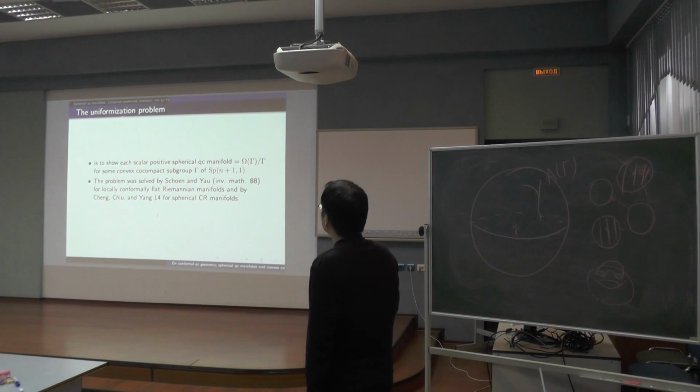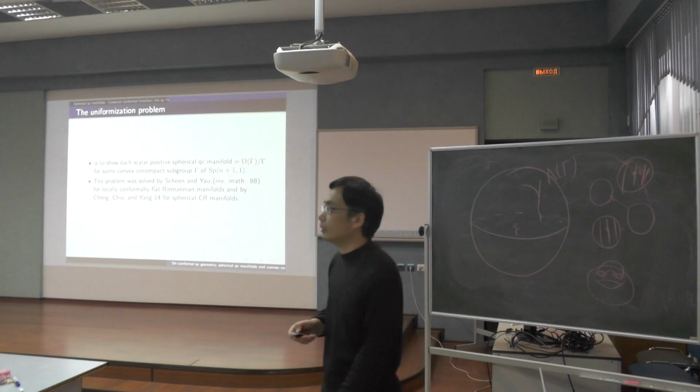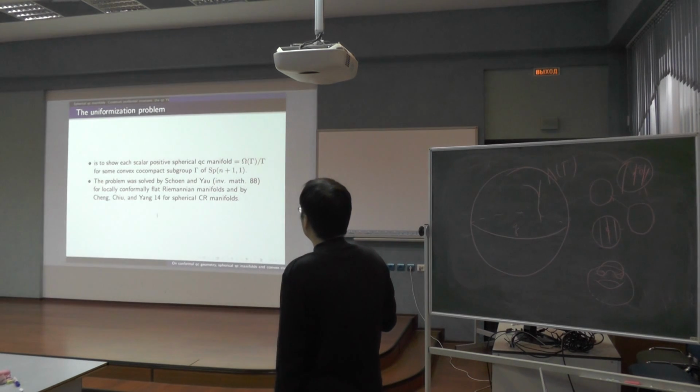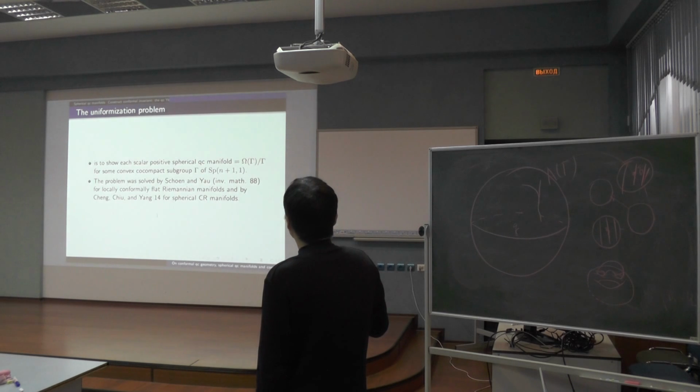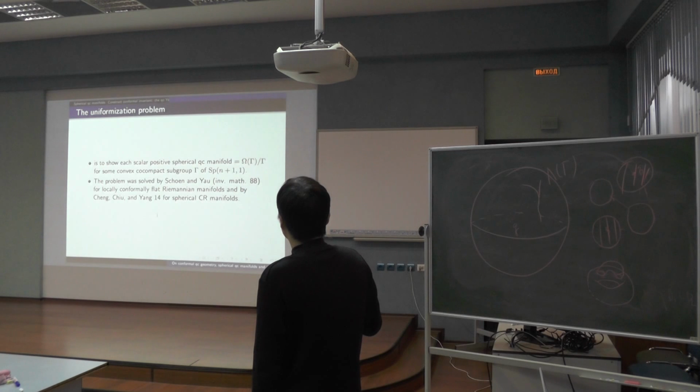So the uniformization problem is to show that a scalar positive spherical QC manifold is equal to omega gamma modulo gamma for some convex co-compact subgroup. It's just like in the Riemannian case. It has a long history. For locally conformally flat Riemannian manifolds, it was proved by Schoen and S.T. Yau in 1988, and Chen-Chu and Paul-Yang, in the paper I mentioned before, proved it for spherical QC CR manifolds.